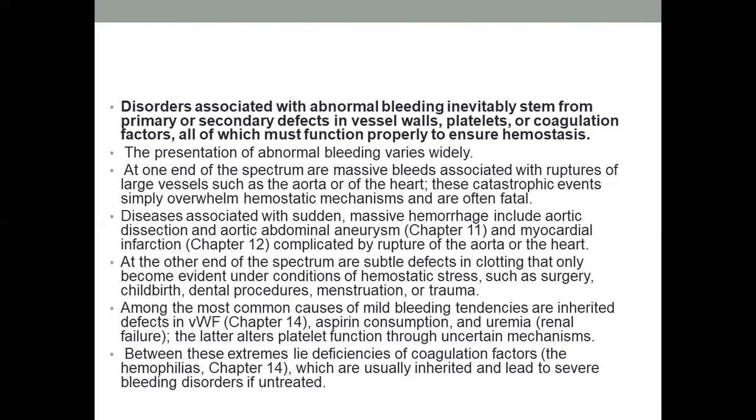At one end of the spectrum are the massive bleeds associated with rupture of large vessels such as the aorta or of the heart. These catastrophic events simply overwhelm the hemostatic mechanism and are often fatal. Diseases associated with sudden massive hemorrhage include aortic dissection, abdominal aortic aneurysm, and myocardial infarction complicated by rupture of the aorta or the heart.